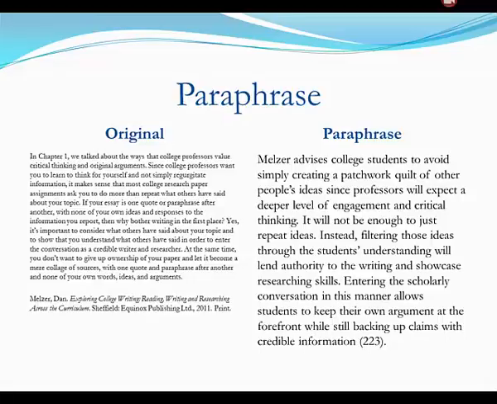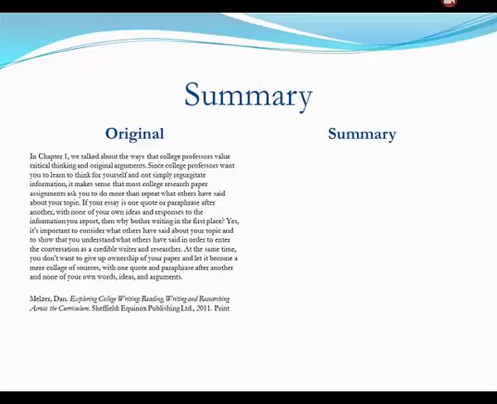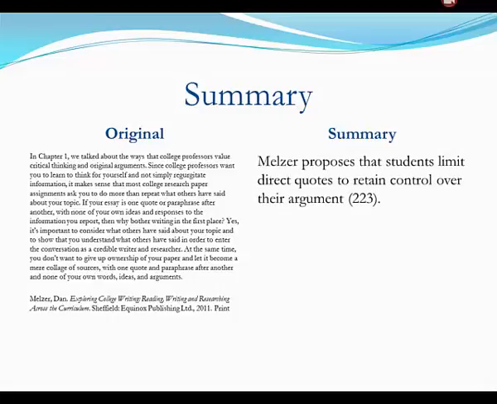So let's take a look at the final one, summary. Remember, summary is pulling out the main point. So it's going to be much shorter and it's going to require more critical thinking. You have to read the entire thing and try to figure out what is the main point. Here we have Melzer proposes that students limit direct quotes to retain control over their argument. So after reading that entire paragraph, that's what I decided was the main point.